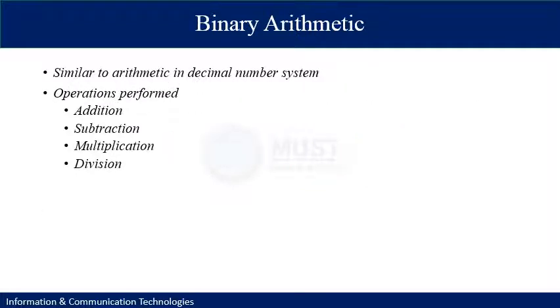So the binary arithmetic is the calculation of binary numbers using different arithmetic operators. It is similar to the arithmetic in decimal number systems, and you can perform addition, subtraction, multiplication and division on binary number systems similar to the decimal system.